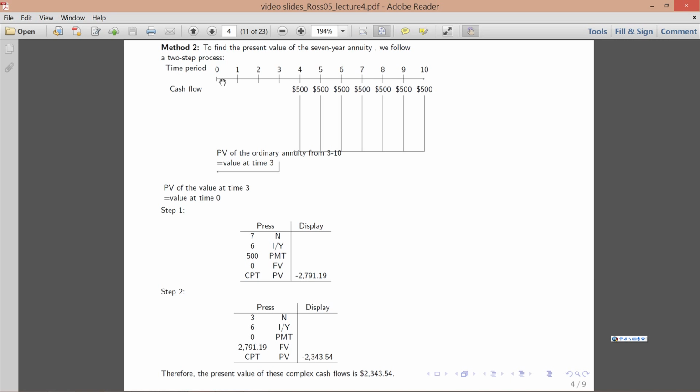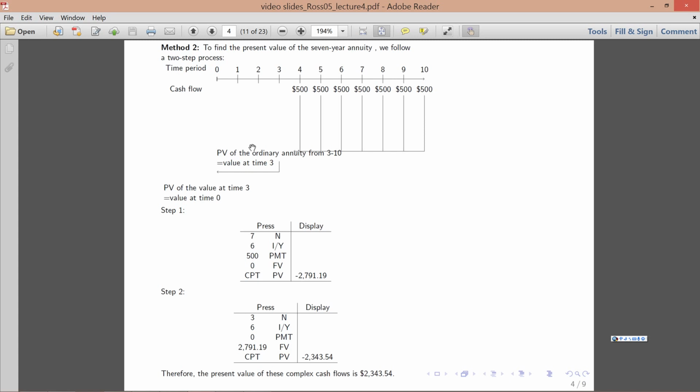Okay, because from 3 to 1, there's just one cash flow from 3, right? So in between, there's nothing. So payment is 0, and the FV now is the future value, which is the value at time 3. Okay, and then we compute PV. Okay, that is going to be the present value of this complex cash flow. Okay, so that's the method 2.